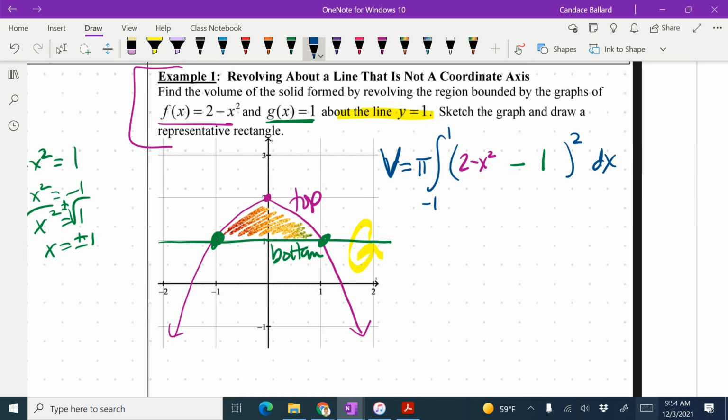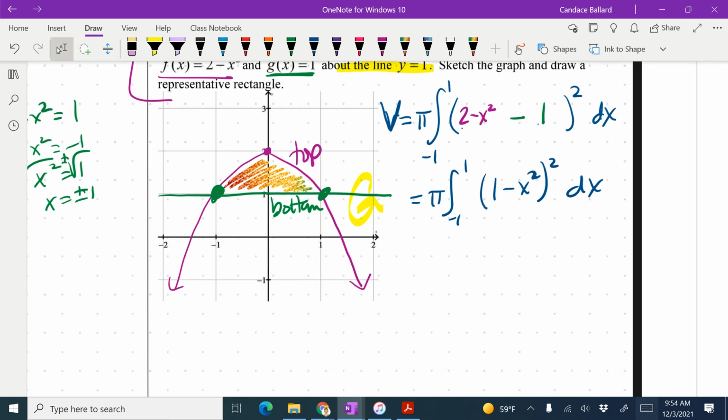All right, we're going to do a little simplifying. So pi from -1 to 1. What's 2 minus 1, squared, dx? What do I have to do with that integrand in there before I can integrate?